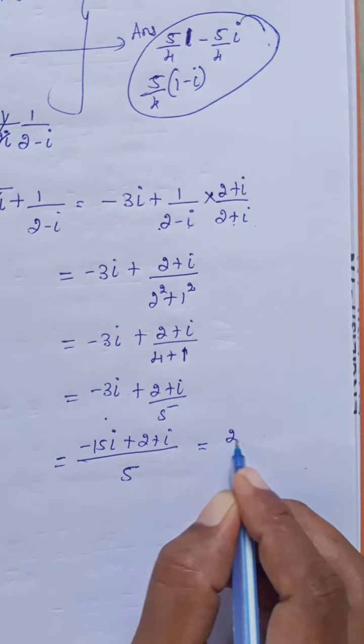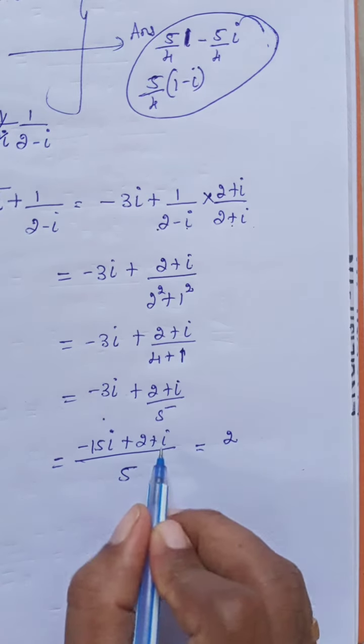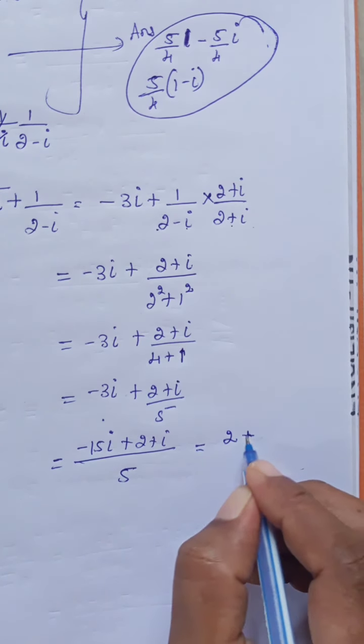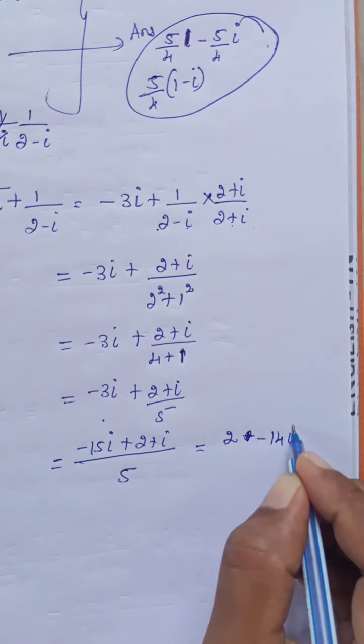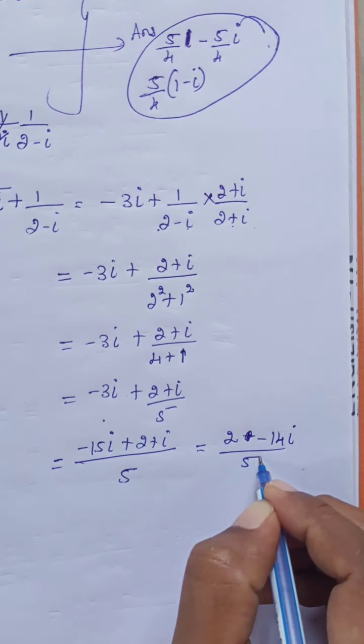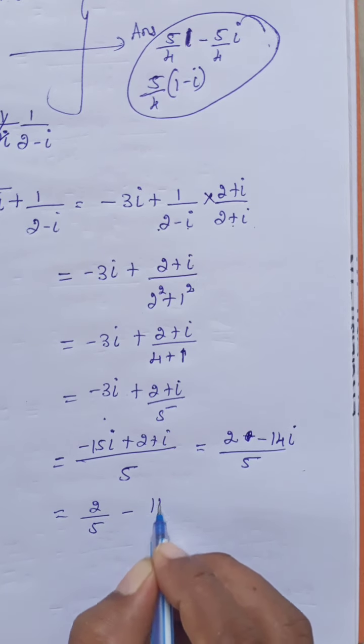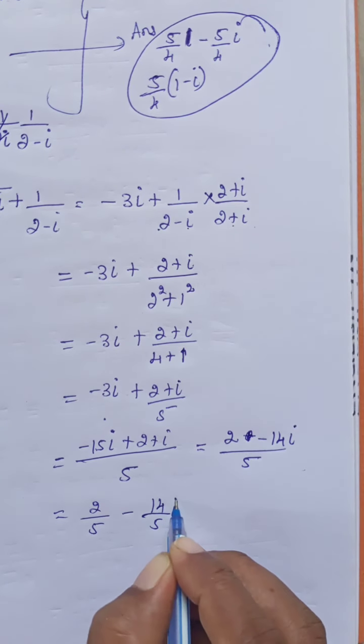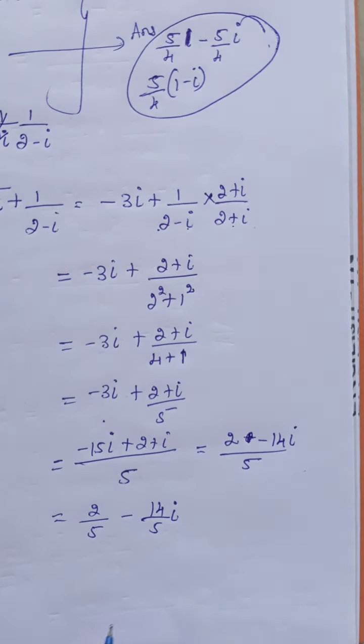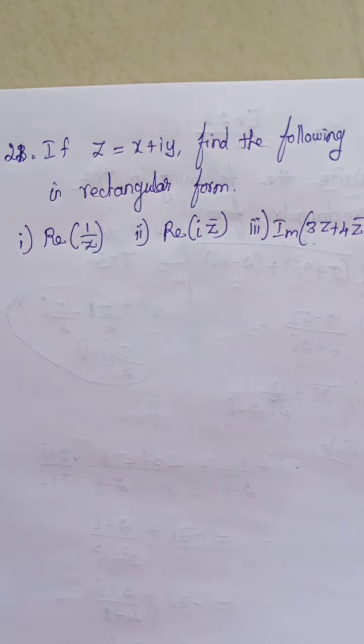So this is 2 minus 15i plus i is minus 14i, divided by 5, or 2 by 5 minus 14 by 5 into i, or i into 14 by 5. Is that clear? Shall we move to the next problem?